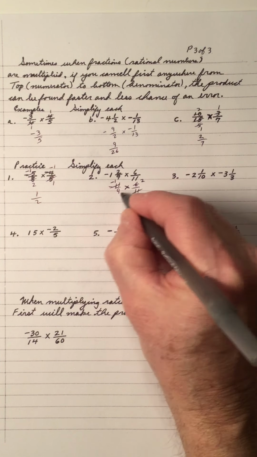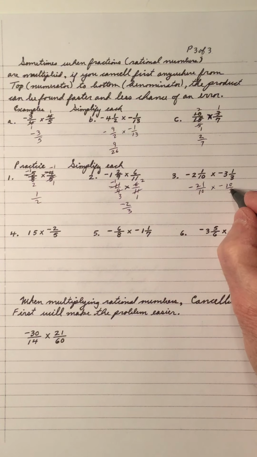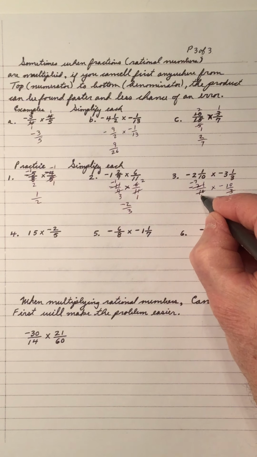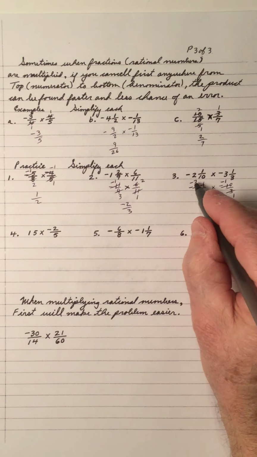2 times 10 plus 1 is 21 over 10, negative. 3 times 3 plus 1 is 10 over 3, negative. Cancel. 3 into 3 goes once. 3 into negative 21 is negative 7. 10 into 10 goes once. 10 into negative 10 goes negative 1. Multiply. Negative times negative is positive. 7 over 1, which is just 7.